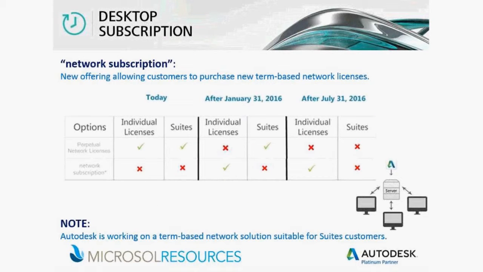So just let me clarify this network subscription a little bit more here. I don't know too much about this network subscription offering, but what I do know is you will purchase desktop subscription of a product, and then if you need that product to have network capabilities, you will purchase network subscription on top of that. And it will work and coexist seamlessly with your existing Autodesk non-suite software. How is that going to work with suite software? I do not know, but I do know that Autodesk is actively working on this solution, and they will give us more information as it becomes available.